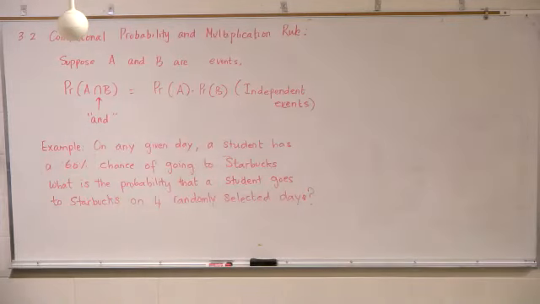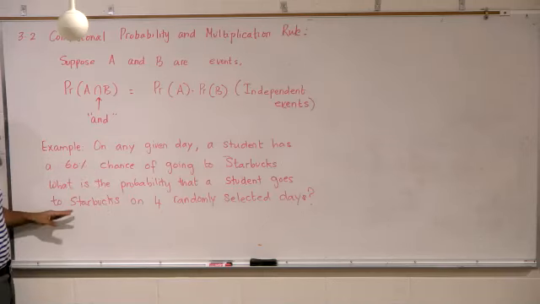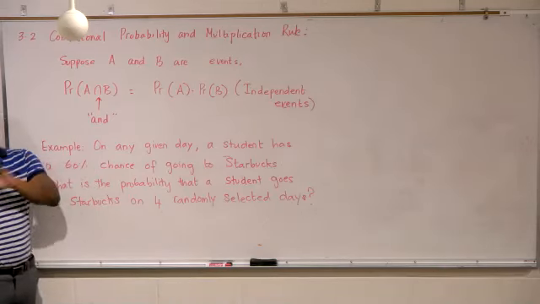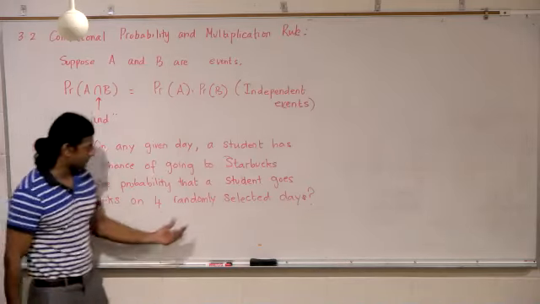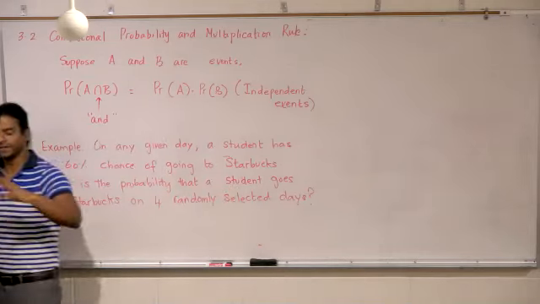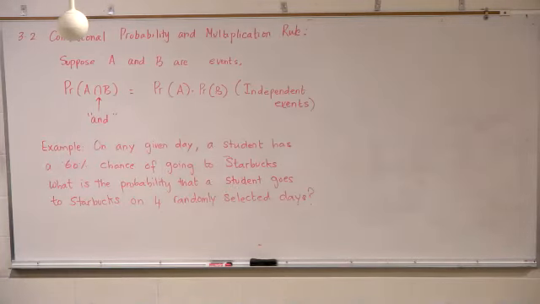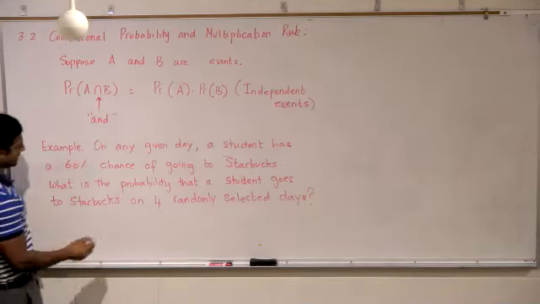So on any given day, a student has a 60% chance of going to Starbucks. What is the probability that a student goes to Starbucks on 4 randomly selected days? Of course, I've got to make sure that the student that I'm choosing is also chosen at random. So I have 4 days.